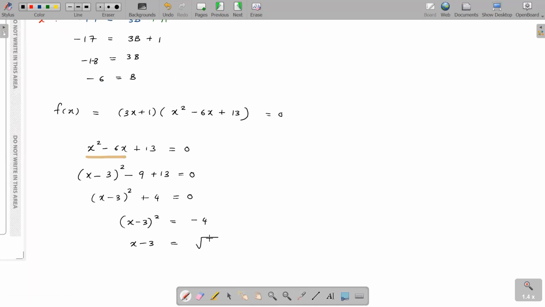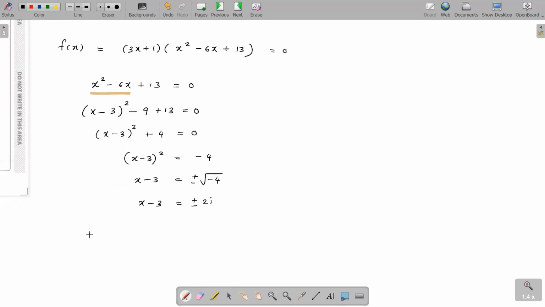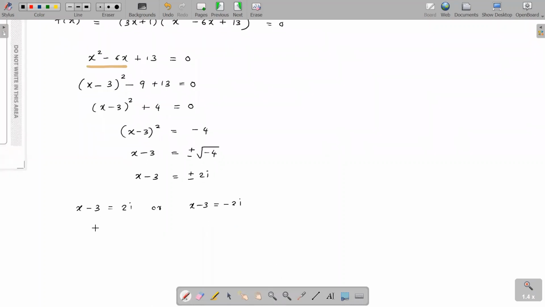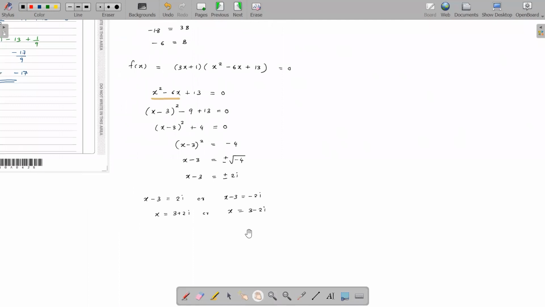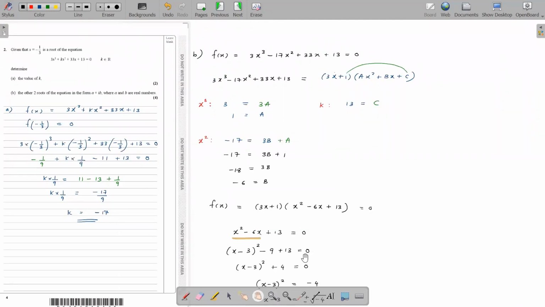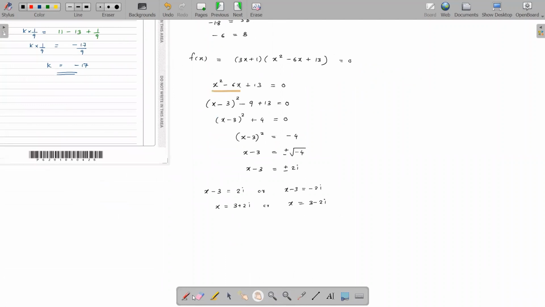When you square, to remove the square, we put root and put plus or minus. So x minus 3 equals plus or minus 2i. So x minus 3 equals plus 2i, or x minus 3 equals minus 2i. x equals 3 plus 2i, or x equals 3 minus 2i. Okay, so these are the two roots. This is what they wanted you to find, right? Find the other two roots in the form a plus ib, where a and b are real numbers. So these are the other two roots. Is this clear?